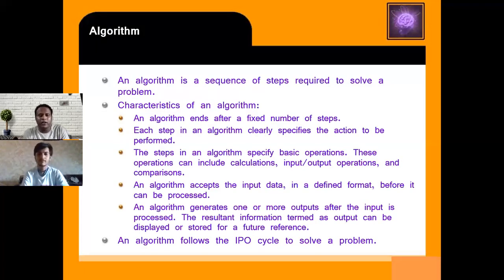So what is the work of an algorithm? An algorithm is a sequence of steps required to solve a problem. Okay, so it is giving you a step by step procedure: what to do first, what to do second, what to do third.